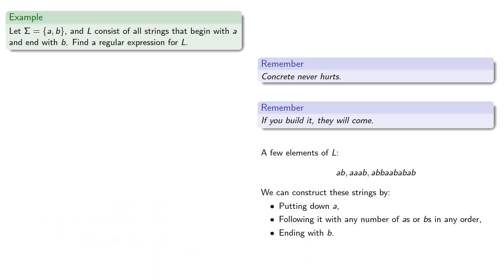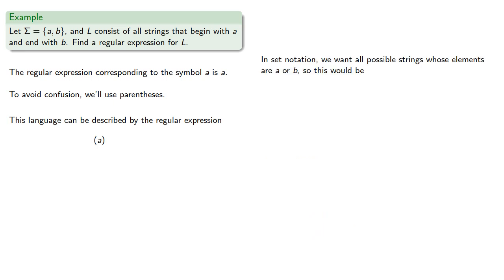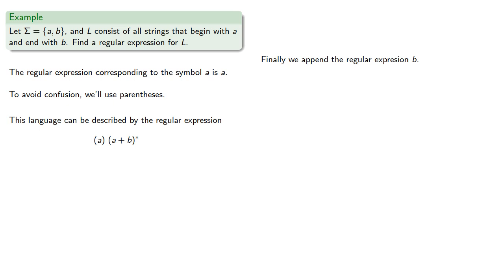So the regular expression corresponding to the symbol A is just A itself, and to avoid confusion, we'll use parentheses. In set notation, we want to include all possible strings whose elements are either A or B, so this would be the set AB with the star closure. Now, to write this as a regular expression, we note that this is the union of A and B, that's A plus B, and the closure of the union will be the star of A plus B. Finally, we'll append the regular expression B, and again, we'll enclose that in parentheses.